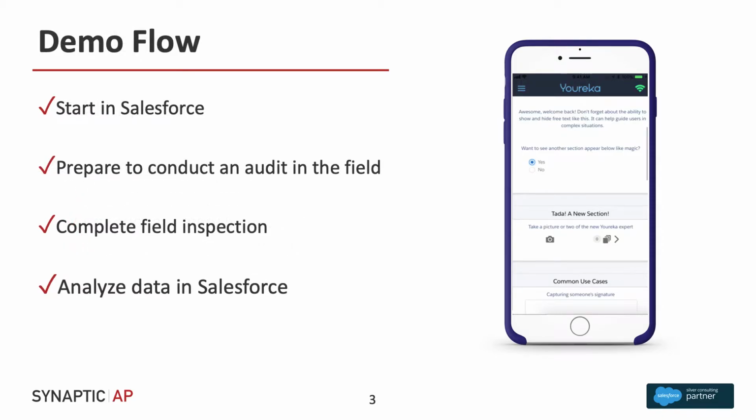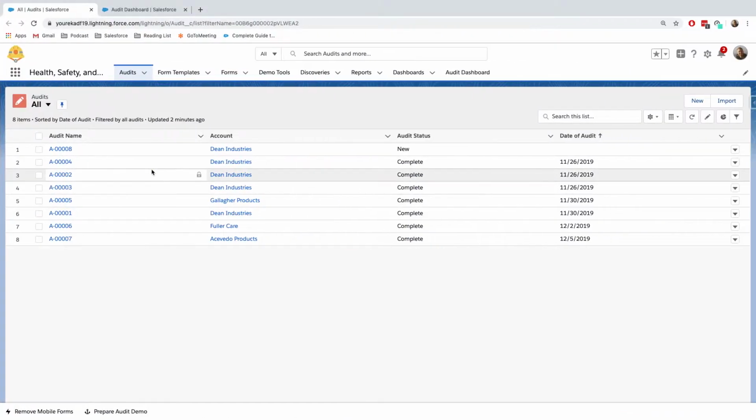So in terms of the full demo flow, we'll start inside of Salesforce. We'll prepare to go do an audit in the field. We'll queue one up, then we'll actually go out into the field, do an inspection, and then we'll analyze that data back in Salesforce when we're done. So let's go ahead and move over into Salesforce here.